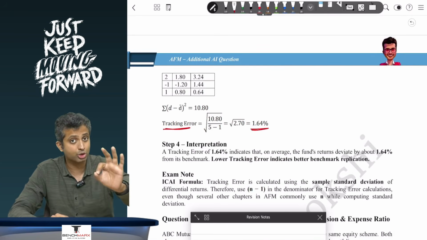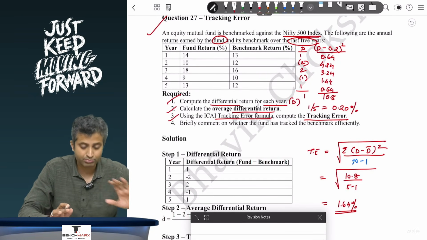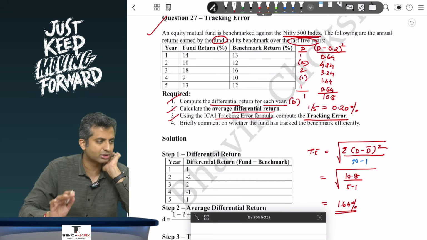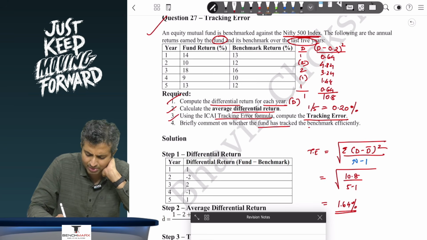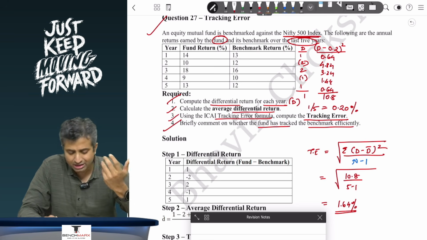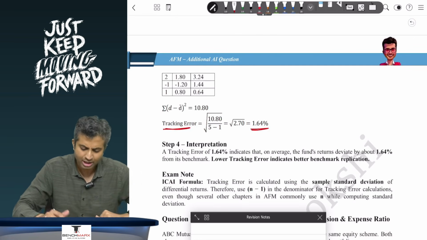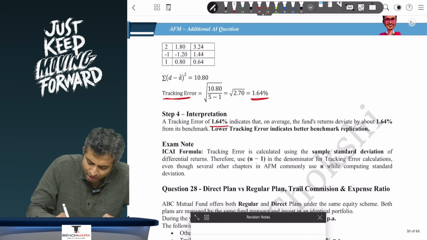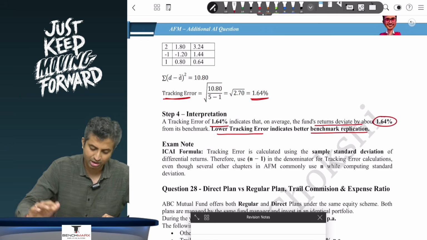So it's an important numerical which can come up, right? And so this is 1, 2, and 3. There's no question specifically asked on this apart from just general theory. Briefly comment on whether the fund has tracked the benchmark efficiently. I would say, well, there is a difference which is coming, and hence I would not say it is an exact match. So 1.64 indicates that the fund's return deviates by around 1.64% from its benchmark. A lower tracking error indicates better benchmark replication.